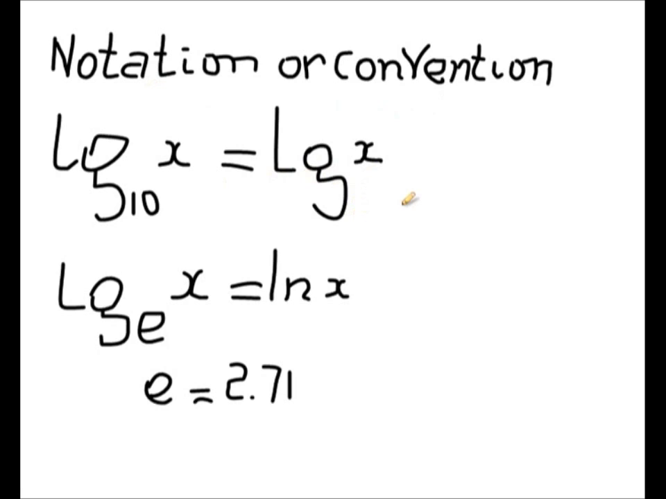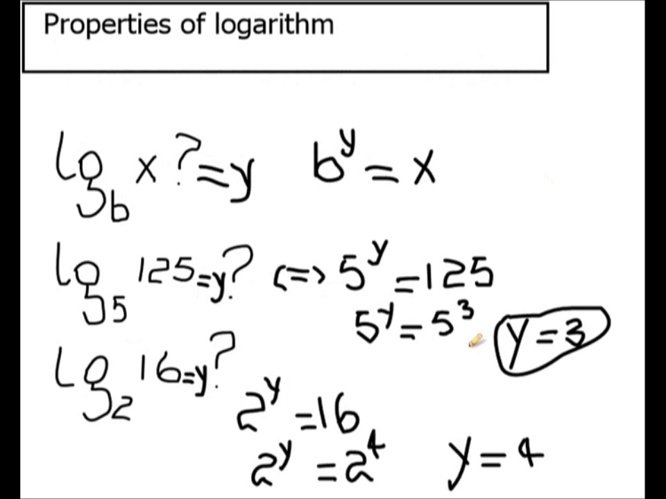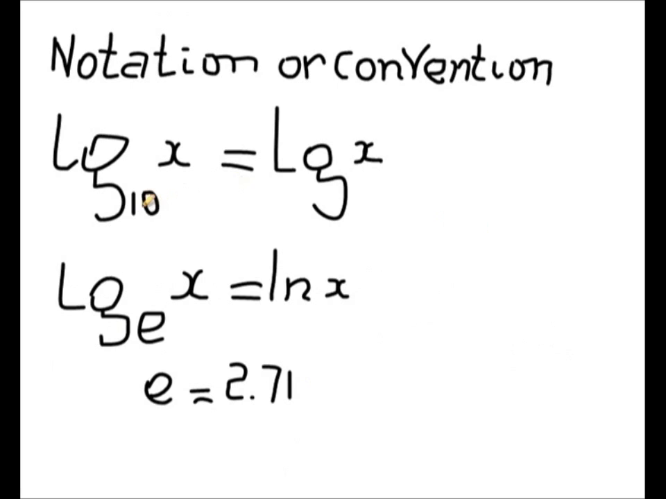Okay, but for other bases, like base 5 or base 3, for this problem the base was 5, the base was 2, so we put the 5 here, we put the 2. But when we have 10, most of the time we don't put anything, we just assume. If you don't see anything, that means the base is 10. This is by convention, we accept it. We never write base 10, we just write log.